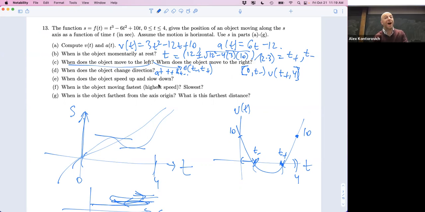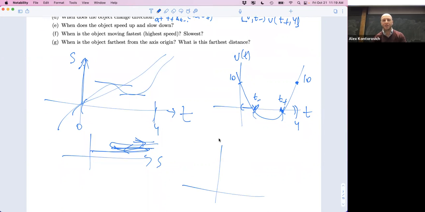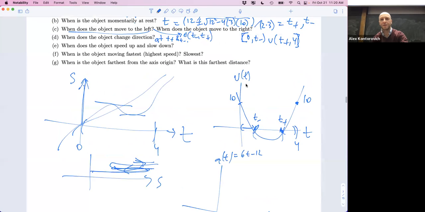When does the object speed up and slow down? That's when is its velocity increasing or decreasing? That's the acceleration. So acceleration is 6t minus 12. Let's get a graph of that going. Here's our acceleration as a function of t. What is it? 6t minus 12. So is that right? Yeah.